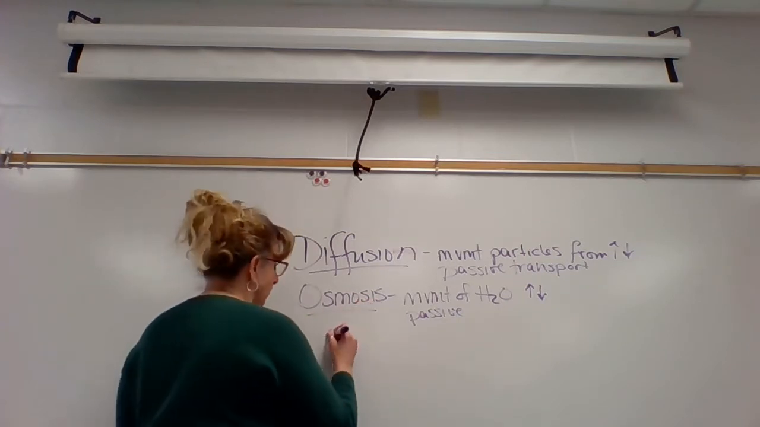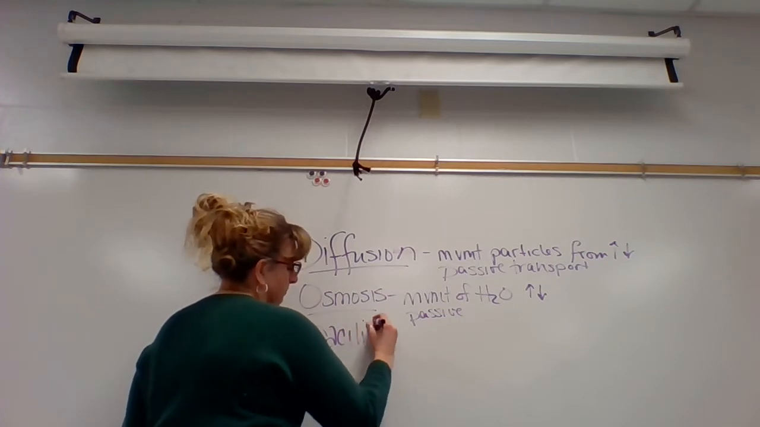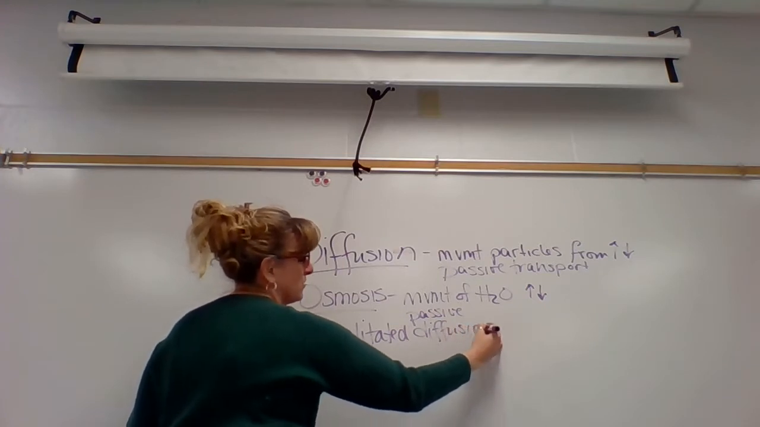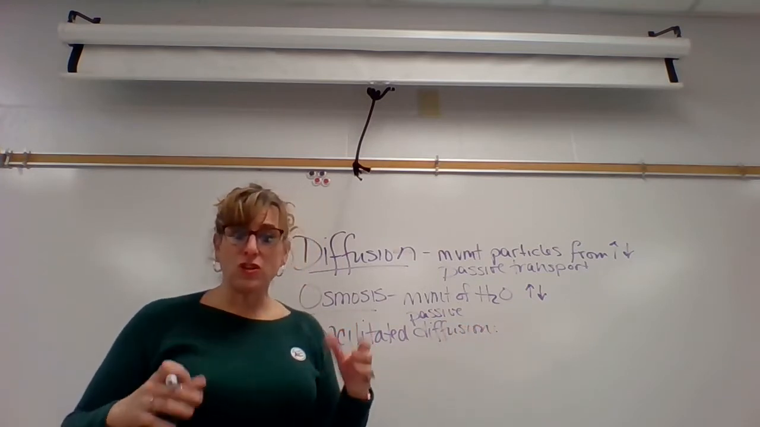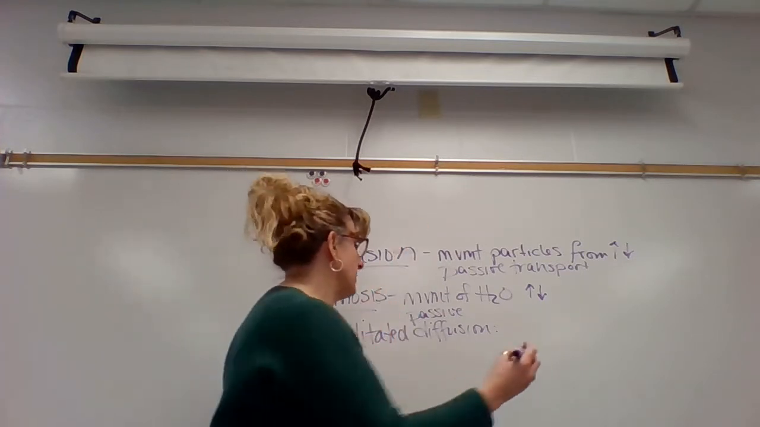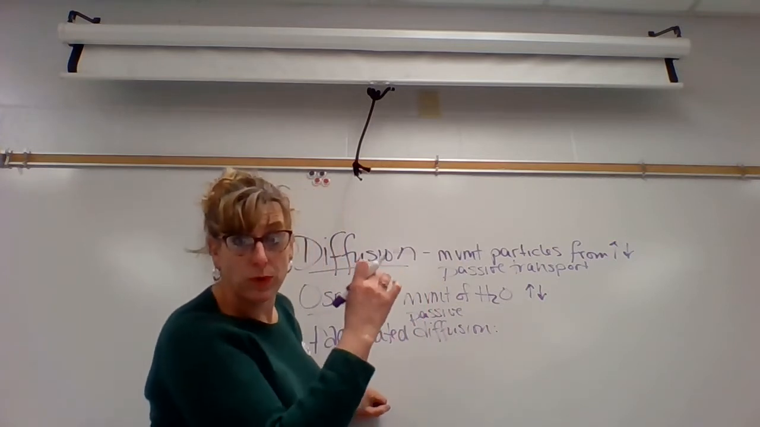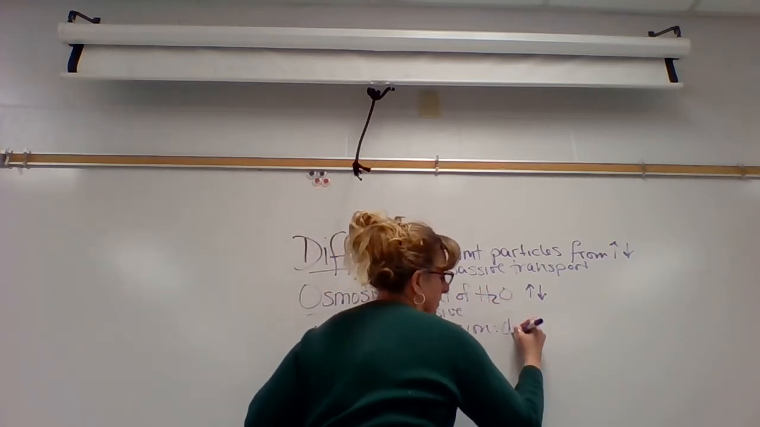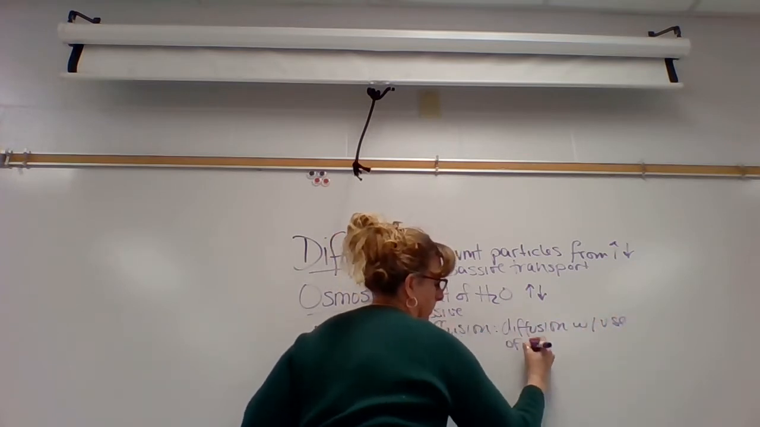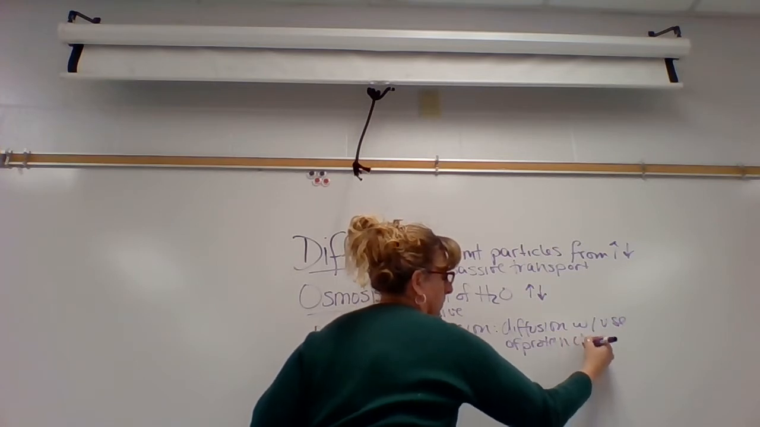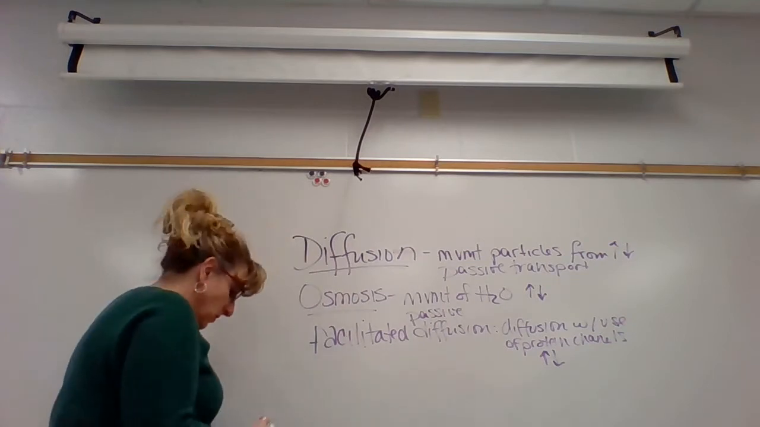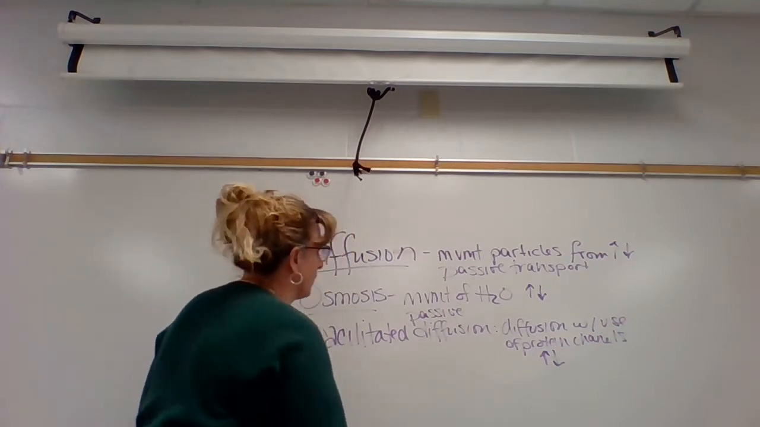You also have this thing called facilitated diffusion. Facilitated just means help, so it's just diffusion with some help. It's diffusion through these protein channels, movement of particles from areas of high to low always. Facilitated, help, so diffusion with the use of channels, and it's from areas of high to low. All three of these are passive. All of them passive transport.